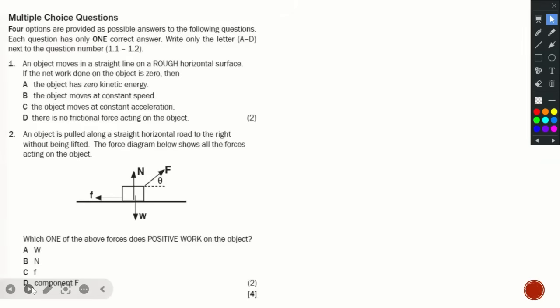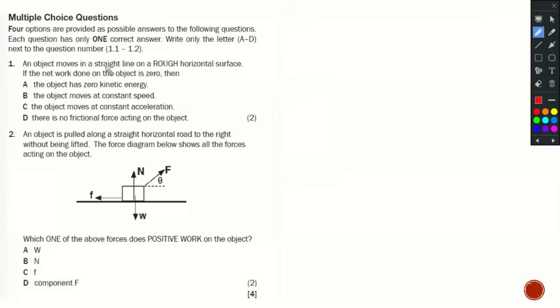So we have multiple choice questions. It says 4 options are provided as possible answers to the following questions. So this is an extract from your Mind the Gap exercises or textbook. So if you have seen a question like this, then that's where I took it from. Each question has only one correct answer. Write only the letter A to D next to the question number.